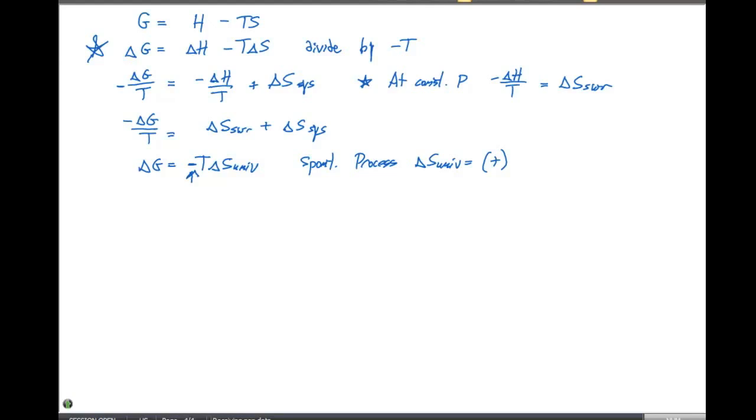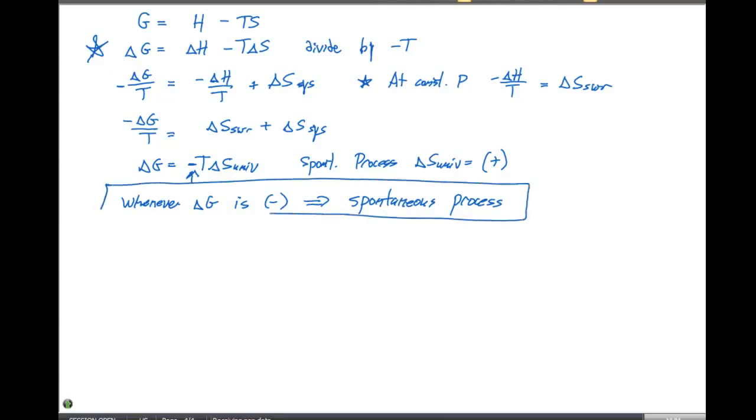So what we can say is that whenever delta G is negative, we're going to observe a spontaneous process. And this is going to be very, very important as we move forward. So this will allow us to predict in any particular instance whether we're going to observe a spontaneous process or whether that particular reaction is going to be non-spontaneous.